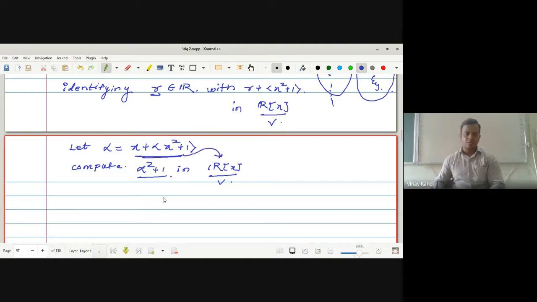So compute alpha^2 + 1 in R[x]/V. So alpha^2 + 1 is equal to, this is the set, alpha is x + the ideal generated by x^2 + 1.